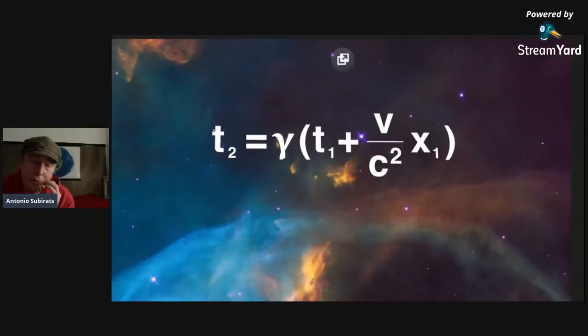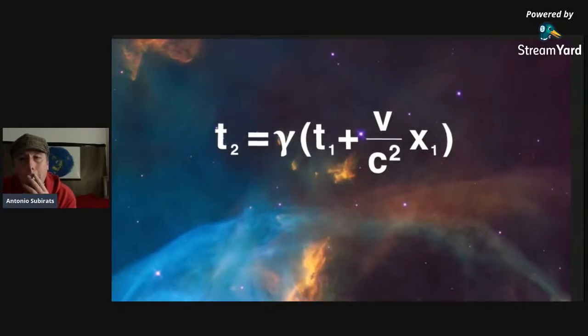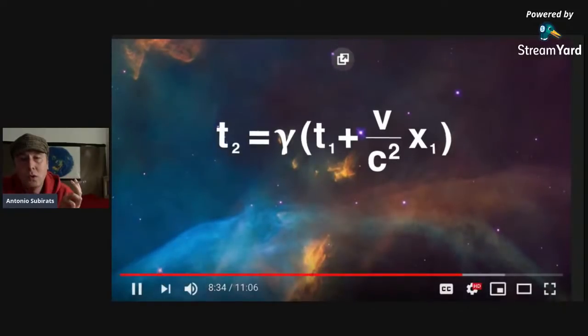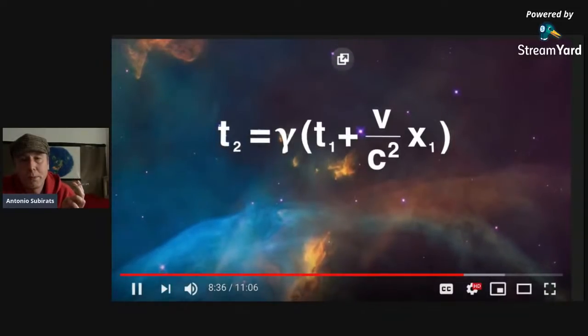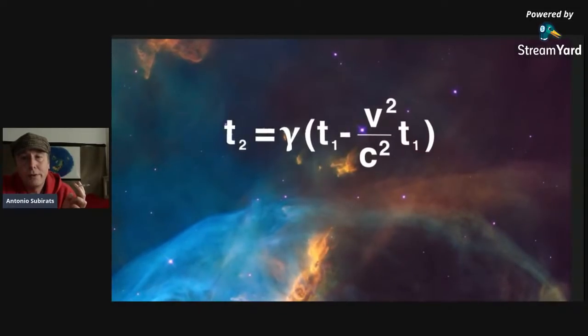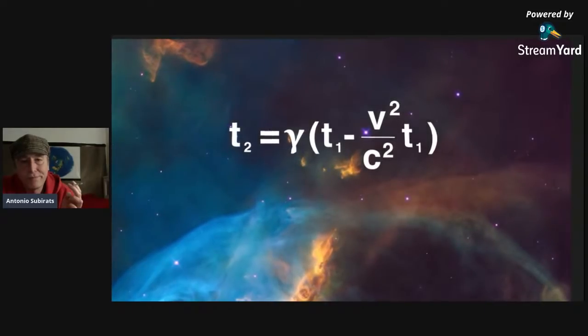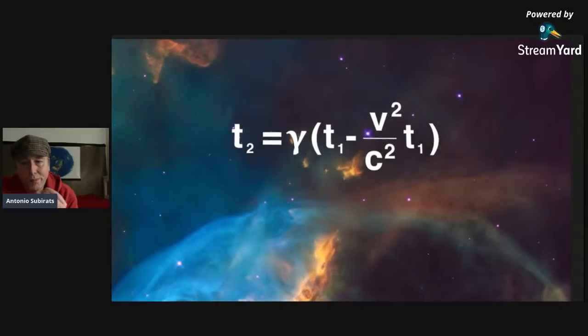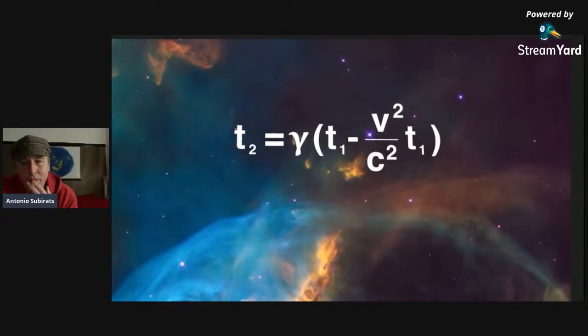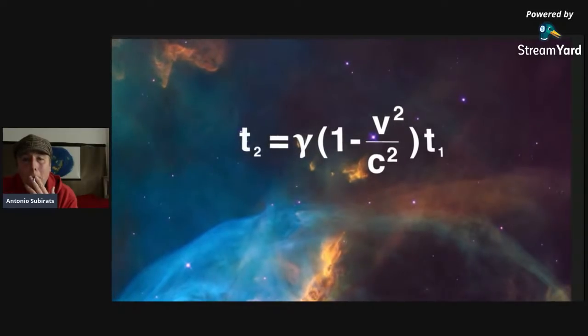We start with the equation t sub 2 equals gamma times the quantity t sub 1 plus v over c squared times x sub 1. We put in the x and t seen by observer 1. Thus, we get that t sub 2 equals gamma times the quantity t sub 1 minus v squared over c squared times t sub 1. So that's pretty easy. We can factor out the t sub 1 and get this equation here.